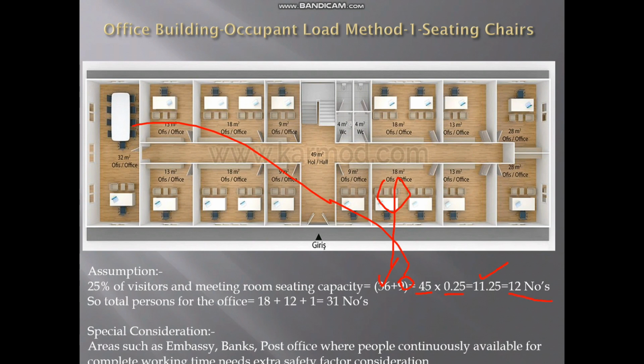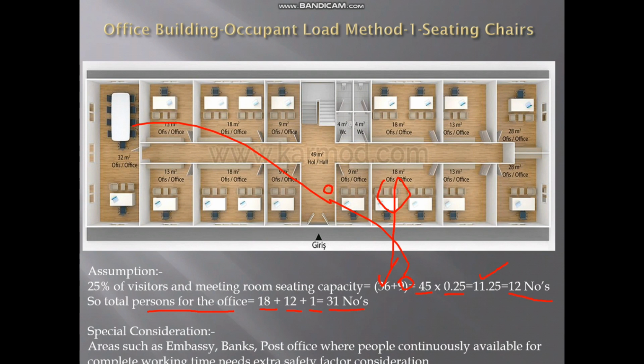So the total persons for the office is 80, that is the permanent seating which you saw now, plus the total number from the visitors and meeting room seating capacity, and one from the reception. So there will be a total of 31 for this office building.